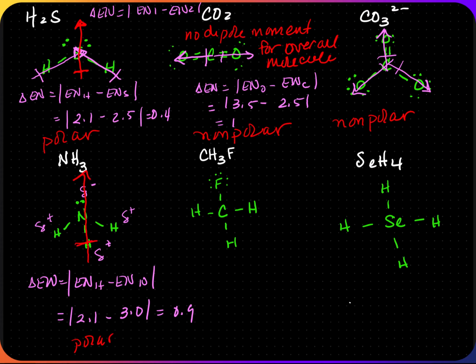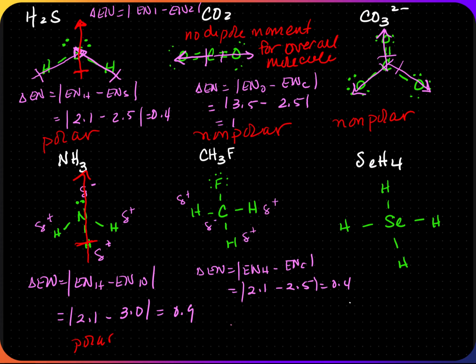For CH3F, we have to calculate 2 bonds. We have to do the delta EN between the hydrogen and carbon. Hydrogen is 2.1, carbon is 2.5, which is 0.4. That bond is considered nonpolar, even though it has a slight dipole moment, which is towards the carbon. So that's going to be delta positive. This is going to be a delta negative for this one.